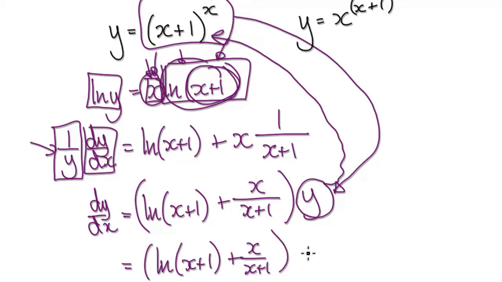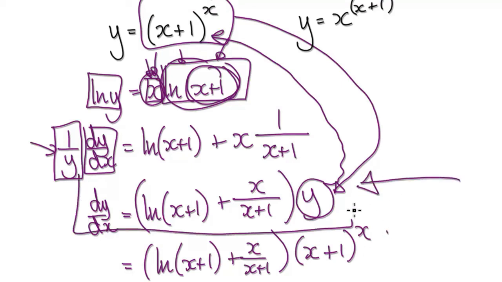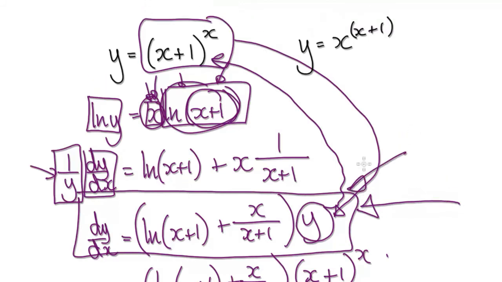So if you want to, the answer could be natural log of (x plus 1) plus x over x plus 1, and then times this thing here. So that would be (x plus 1) to the power of x. Okay, so this is good enough. You can just leave it as this. Okay, so that's your answer. So the next one.